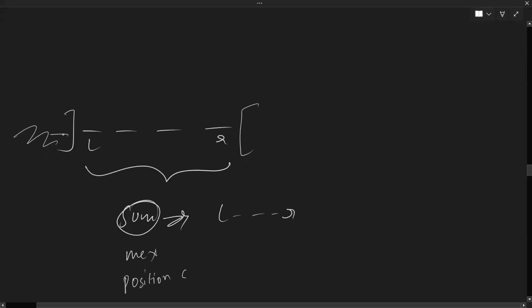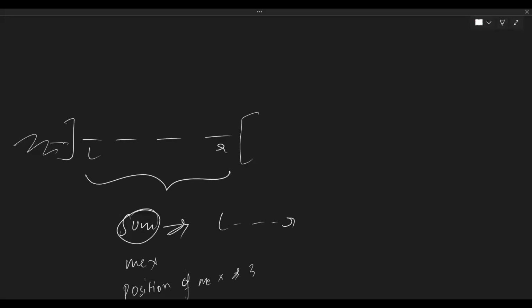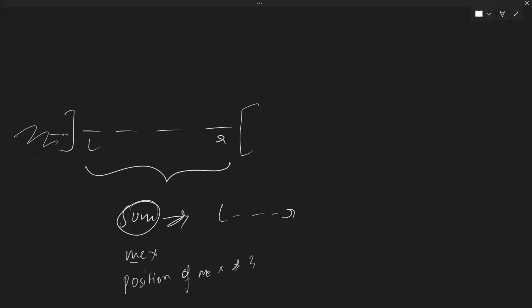Why do we need the position of max? Can anyone tell me? We need the maximum element, and we need MEX and max, the position of the max element. Why do we need this? I'll tell in a moment. And we also need what is the maximum element.